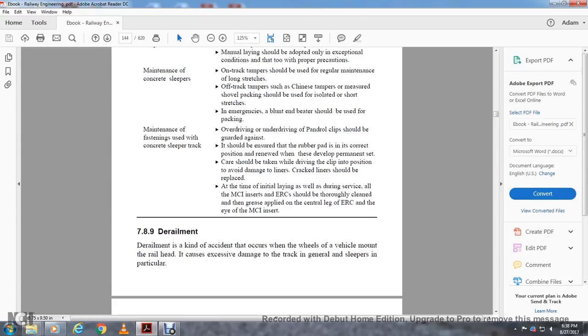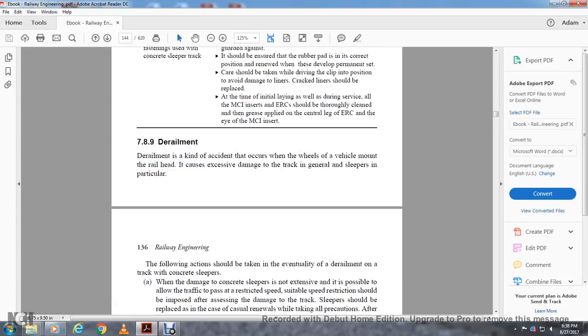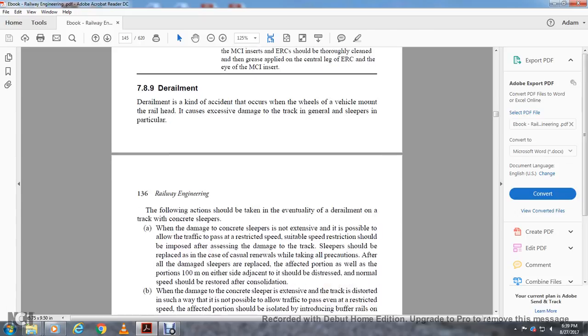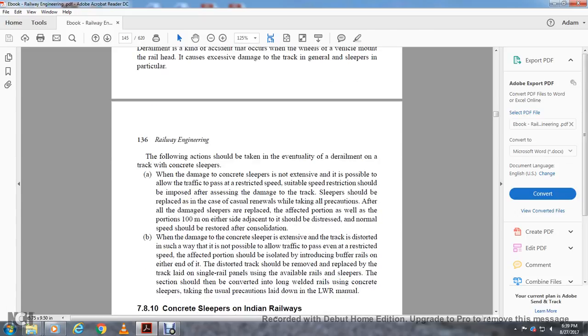7.9 Derailment. Derailment is a kind of accident that occurs when a rail vehicle comes off the railhead, causing extensive damage to the track and concrete sleepers in particular. The following action should be taken in the eventuality of a derailment on track with concrete sleepers. If the damage to the concrete sleepers is not extensive, it is possible to allow the track to pass at restricted speed. Suitable speed restrictions should be imposed after significant damage to the track.